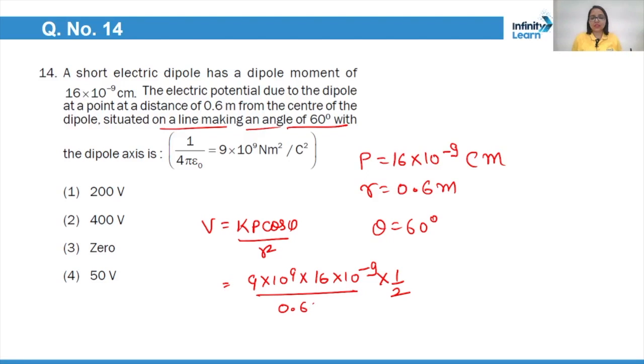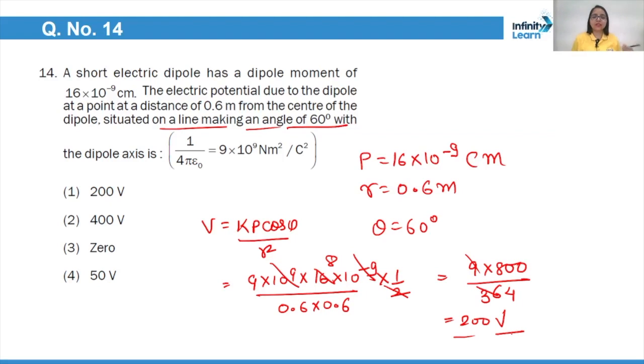So r square is 0.6 into 0.6. So when you solve this one, it will be 8. This will cancel this. So we have 9 into 800 divided by 36. So this is 4, and we have the value of potential at this point as 200 volt. So correct answer is option 1.